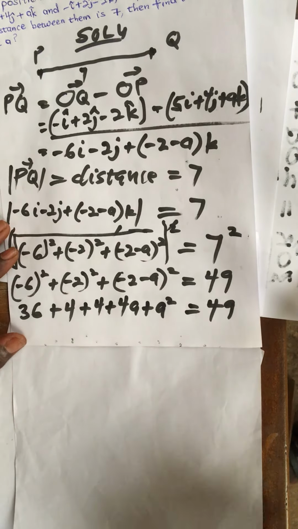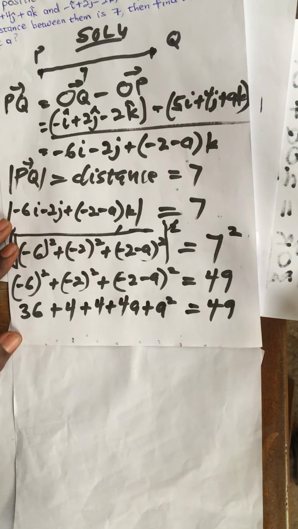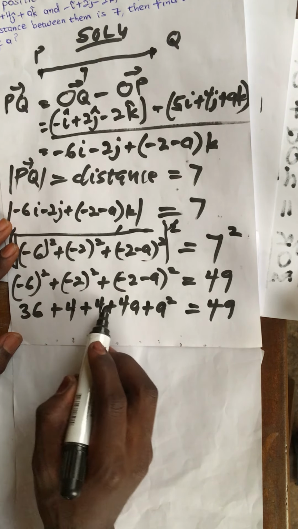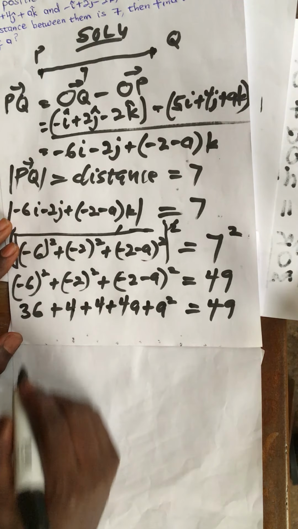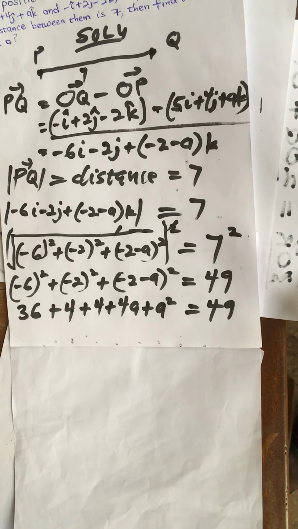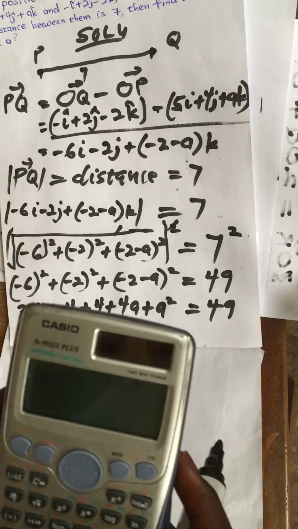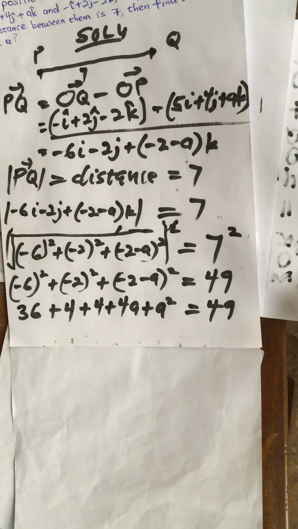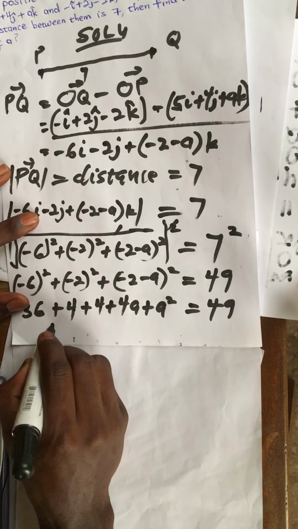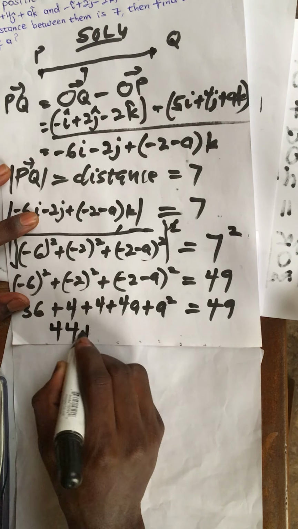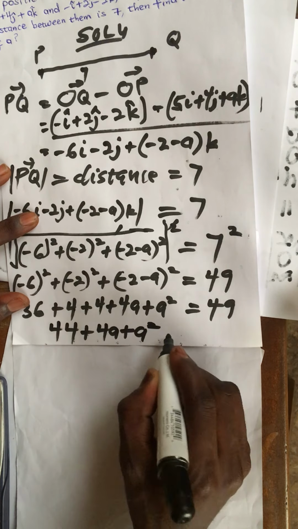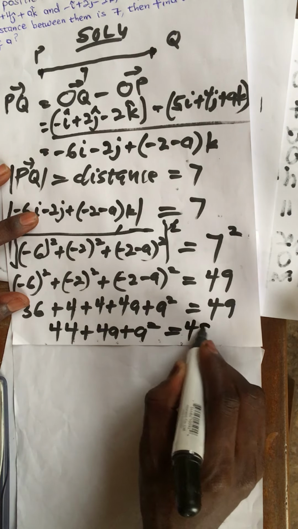So let's group like terms and then we simplify. Are you guys okay? This is 36 plus 4 plus 4. So this will give us 44. So it will be 44 plus 4a plus a square equal to 49.